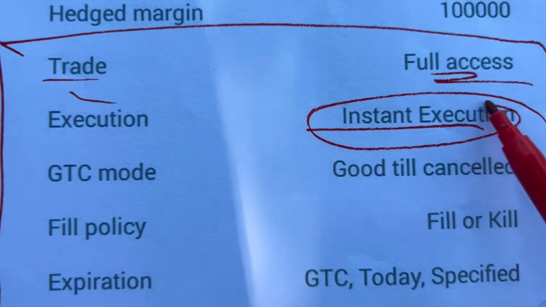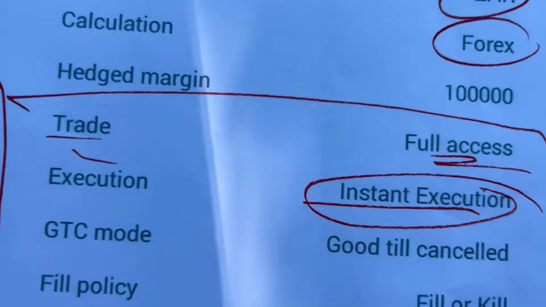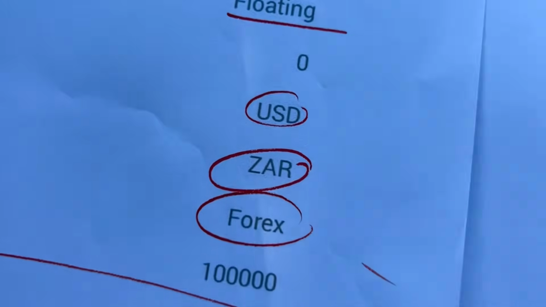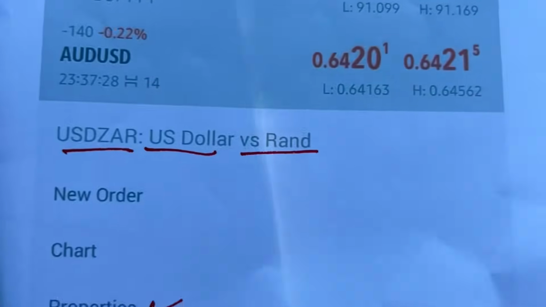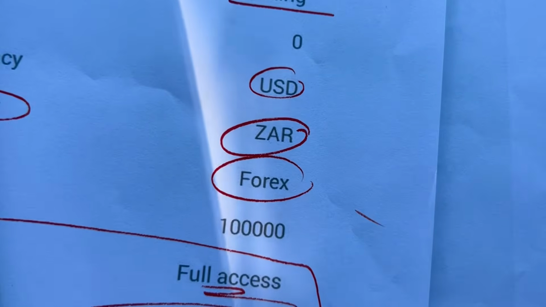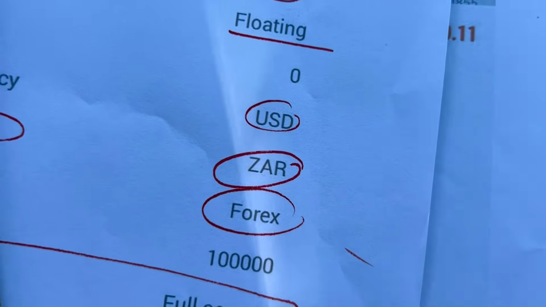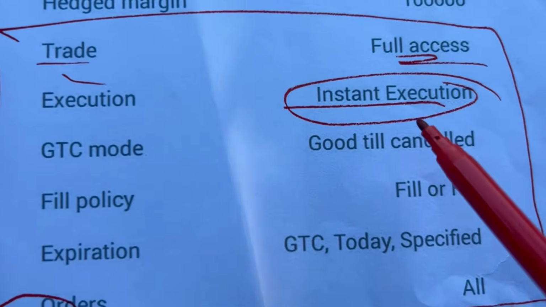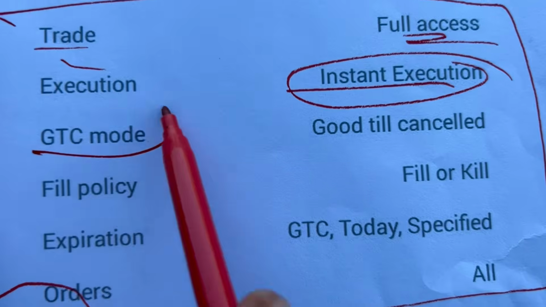Instant execution. The execution, when you're trading, when you tap on charts, when you tap on here, you see that you have new order. When you click on new order, you will see that we have buy and sell, and then you will see on top there you have market execution or instant market. This is the program. All right, now this is GTC mode.